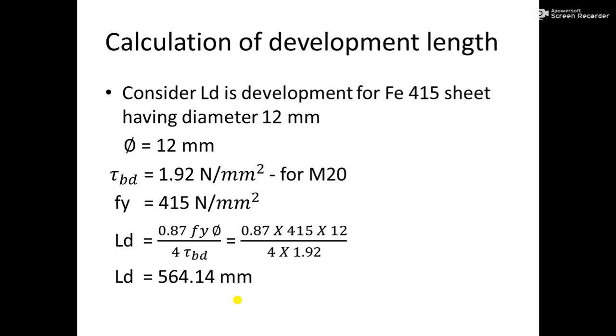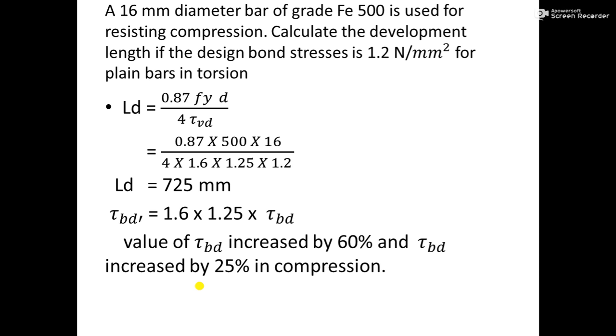Consider the development length for Fe415 steel having diameter phi 12 mm, tau BD 1.92 for the given grade of concrete, that is M20, Fy 415 Newton per square mm. Then LD is 0.87 Fy phi upon 4 tau BD, that is 0.87 into 415 into 12 upon 4 into 1.92, that is 564.14 mm, which is the development length. So we'll solve another problem.